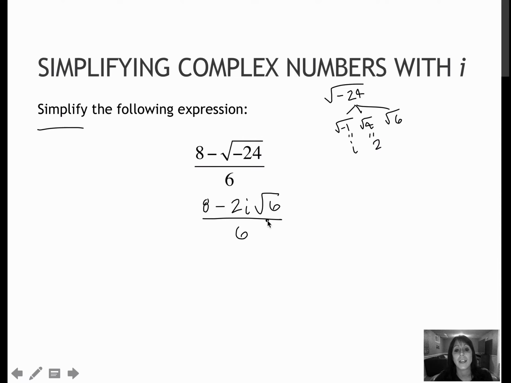When we simplify this, which will come into play when we get into the quadratic formula next week, we're going to simplify the stuff that's outside of the radical. So the 8, 2, and 6 can all be reduced by dividing each by 2, which gives me 4 minus i radical 6 over 3. Notice I did not simplify the 6 because it's inside the radical, and therefore I can't reduce it in the same way that I did the 8, 2, and 6.